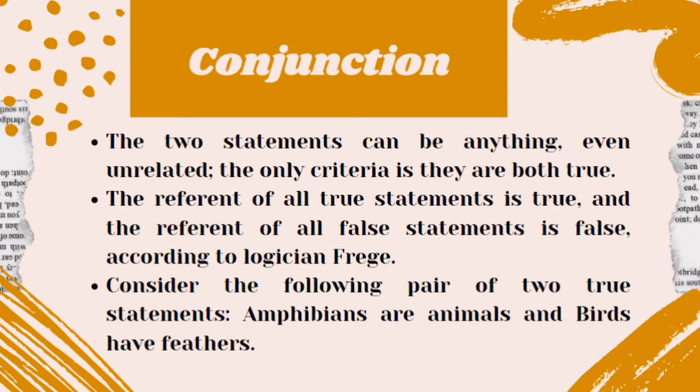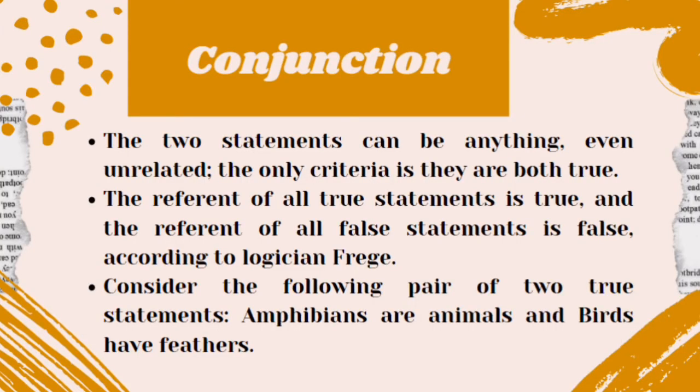Conjunction. Suppose you already know that two statements are true. These statements can be anything, even unrelated. The only criterion is they are both true. The referent of all true statements is the True, and the referent of all false statements is the False, according to logician Friedrich Ludwig Gottlob Frege, a German logician, mathematician, and philosopher who helped found both modern mathematical logic and the beginnings of the analytic philosophy movement.